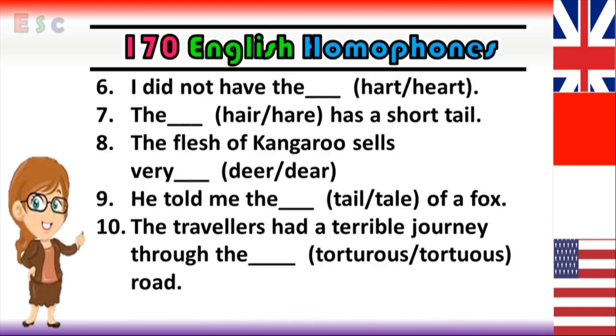Six. I did not have the heart. Seven. The hare has a short tail. Eight. The flesh of kangaroo sells very dear. Nine. He told me the tale of a fox. Ten. The travelers had a terrible journey through the tortuous road.